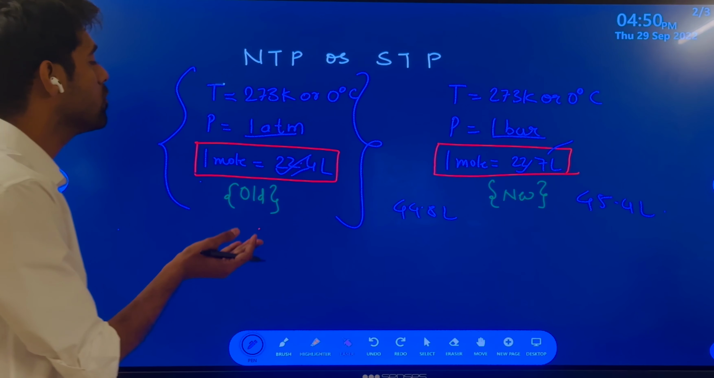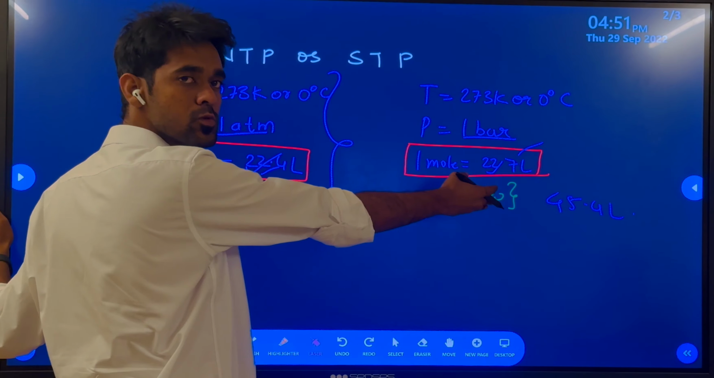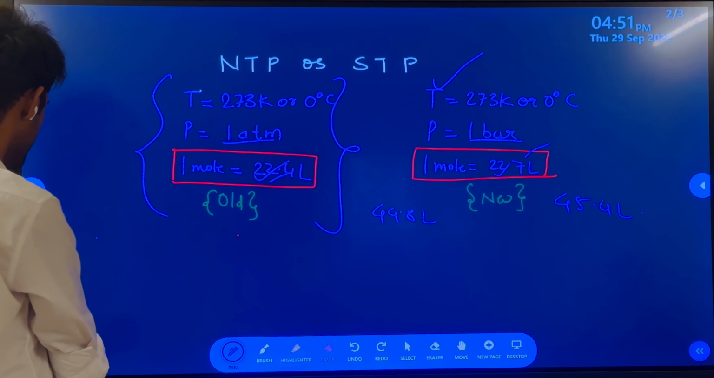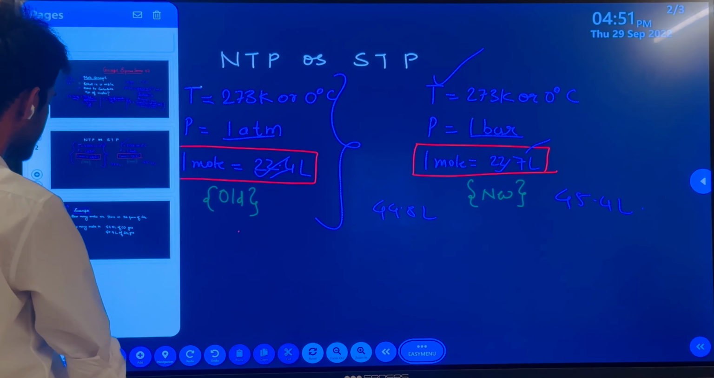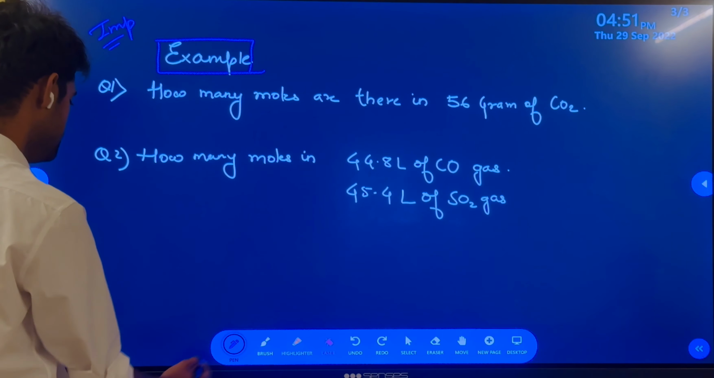Now I can't give you one specific number to use because in some textbooks this is given and in some textbooks that is given, but this is the updated one as far as I can tell you. Now that we have discussed it in depth, let me just show you two quick examples.